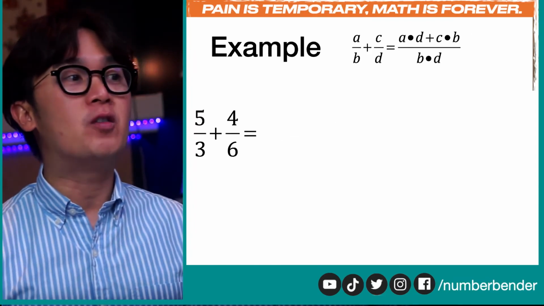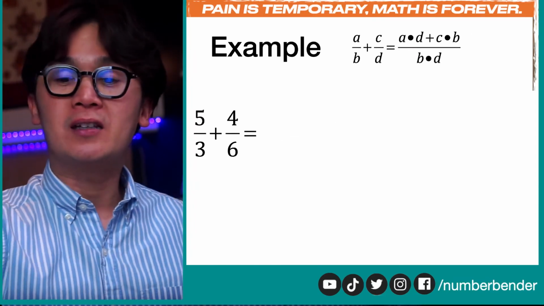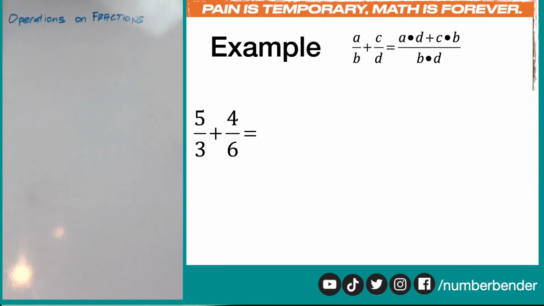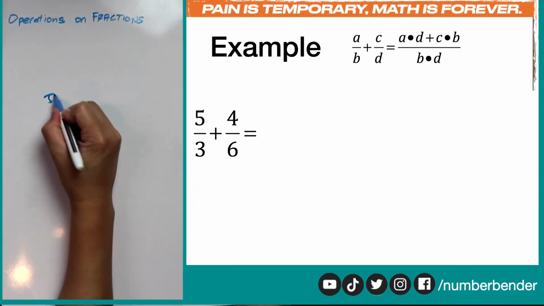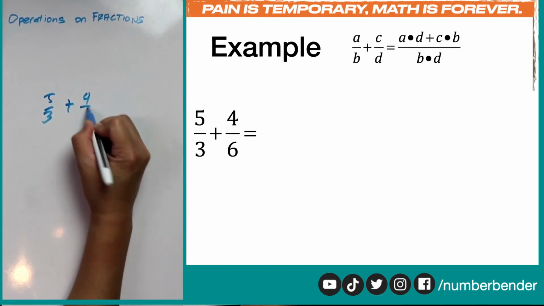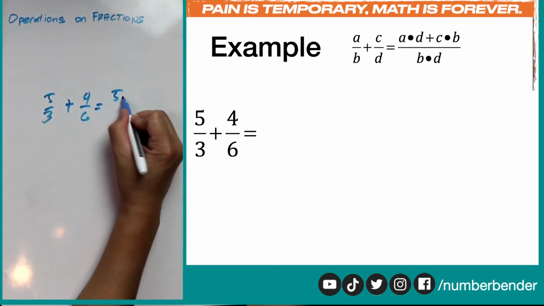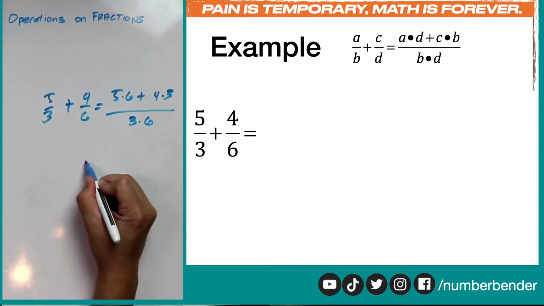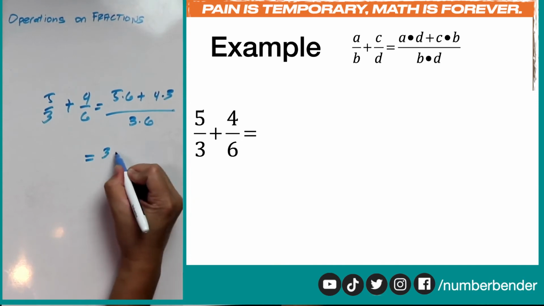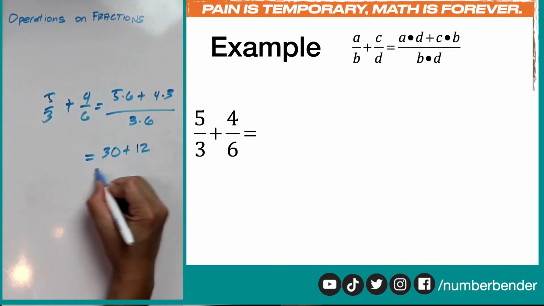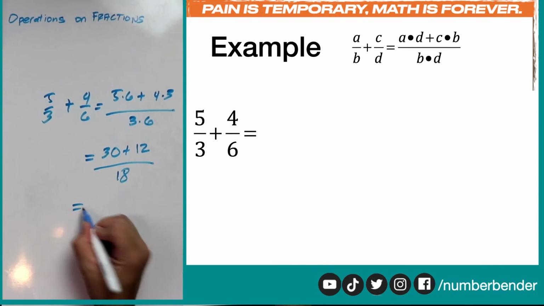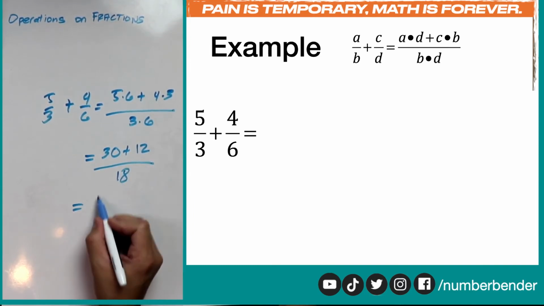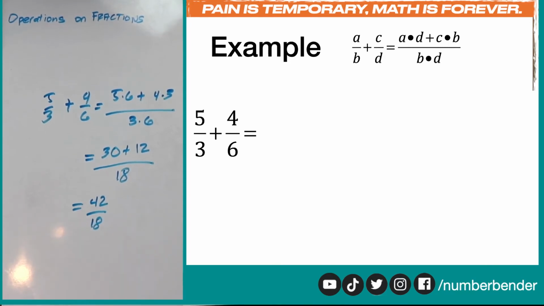So if we have 5 over 3 plus 4 over 6, using the same technique, we'll have 5 times 6 plus 4 times 3 all over 3 times 6. 5 times 6 is 30. 4 times 3 is 12. And 3 times 6 is 18. And we'll end up with 30 plus 12, which is 42, all over 18. And that will be the sum of our fractions, 42 over 18.